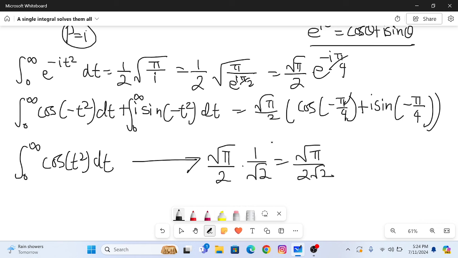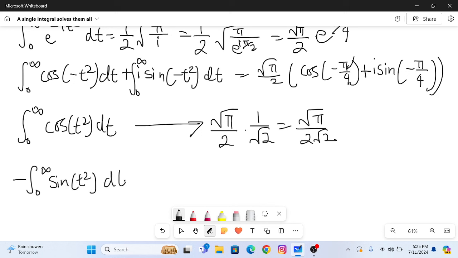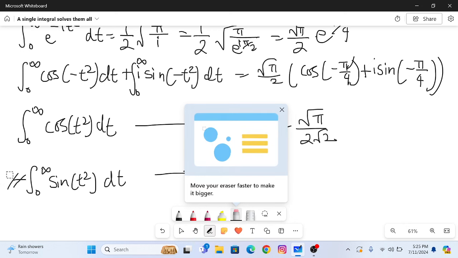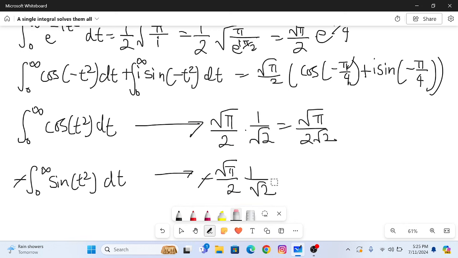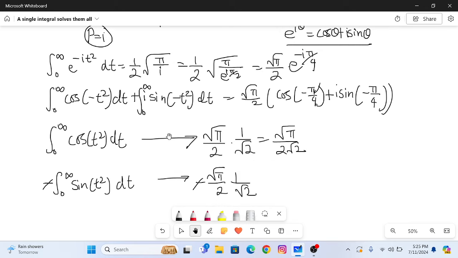Similarly, the imaginary part from the left hand side, which is the integral from 0 to infinity of minus sine of t square dt, will also be equal to the imaginary part from the right hand side, which is root pi by 2 times minus sine of pi by 4, which is 1 by root 2. So now you can cancel the minus from both sides and get the following result, that the integral from 0 to infinity of sine of t square dt is also root pi by 2 root 2. So you see how this single integral can also give us the value of both the integrals.